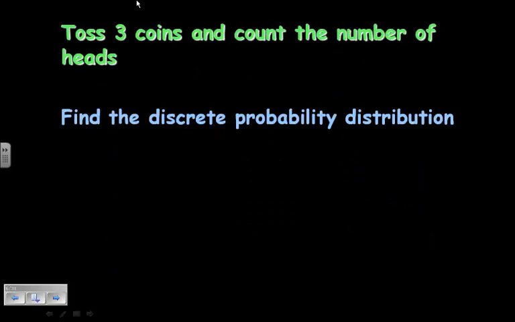Alright, so here's a probability distribution that we're going to use to do this. If we were to toss 3 coins and count the number of heads, find the discrete probability distribution.